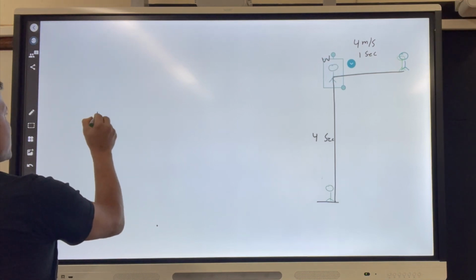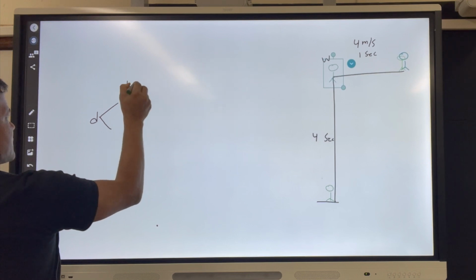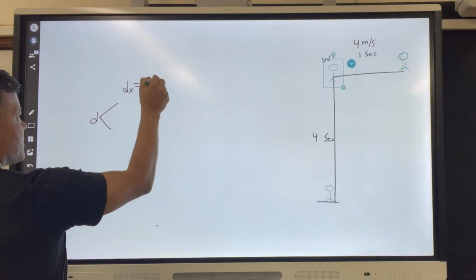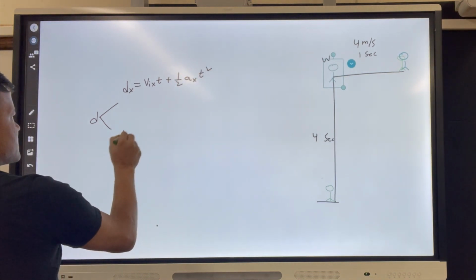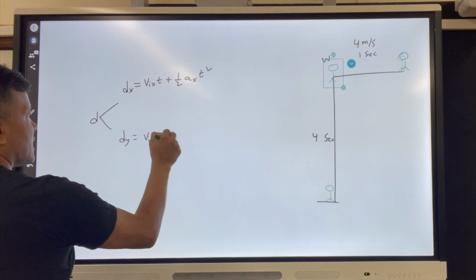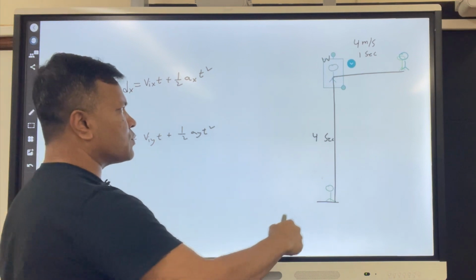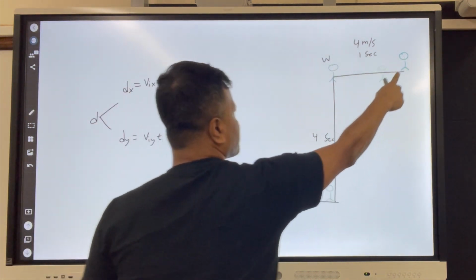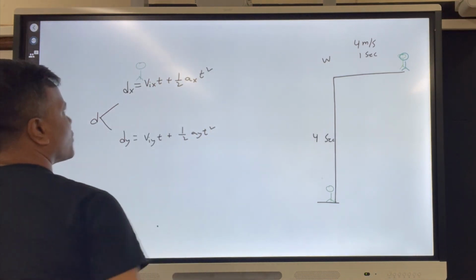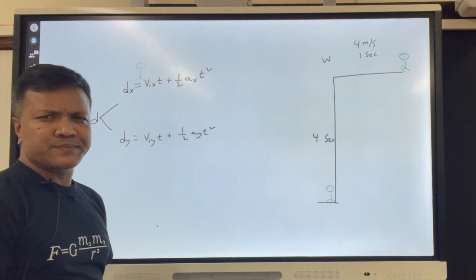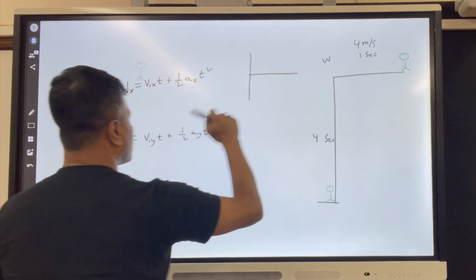I'm going to start with dx is equal to vix t plus half ax t square, and dy is equal to viy t plus half ay t square. Now let's first start with the blue person. The blue person ended up over here. I can do it two ways: this way, and by geometry. So I'm going to use both.